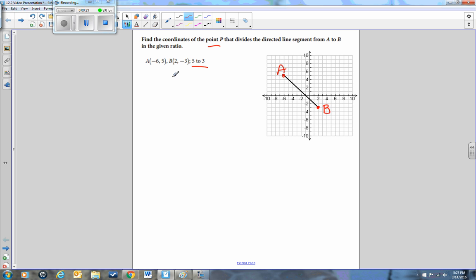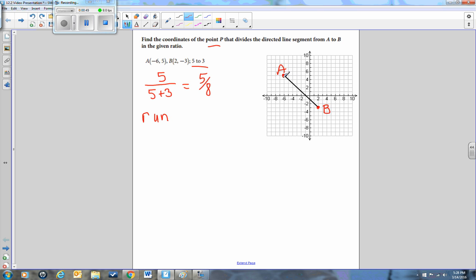Well, since we're being asked for a 5:3 ratio, we take the 5 and place it in the numerator, and the denominator is 5 plus 3, so 5/8. We're going to move point P 5/8 the distance going this way and 5/8 the distance going this way. So what's our run?